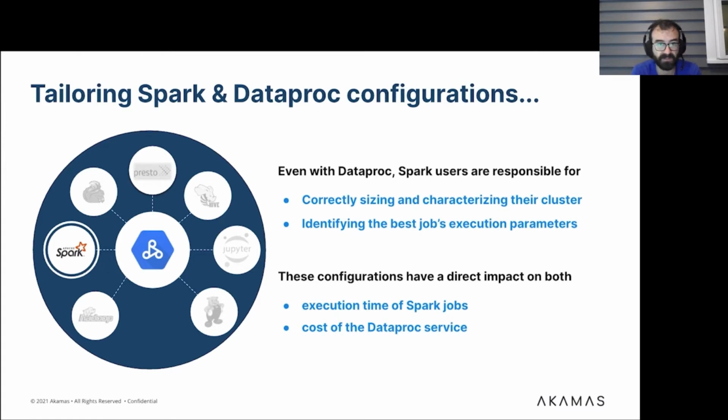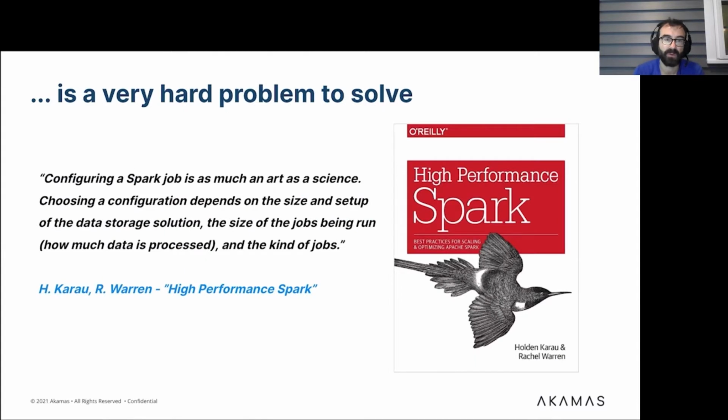Now, the problem is that tuning this configuration is really complex. We can quote here the famous High Performance Spark book, where they state that this is more an art than a science. Tuning Spark execution parameters is really tough due to the many factors that need to be considered and the fact that the configuration itself is strongly dependent not only on the specific job, but also on the cluster characteristics.